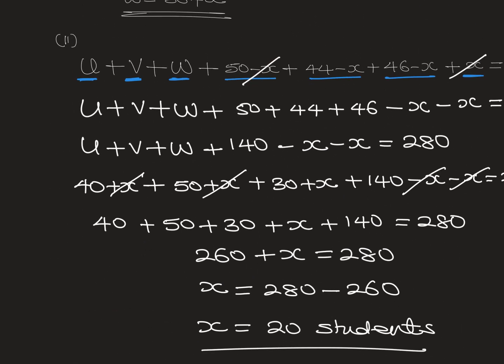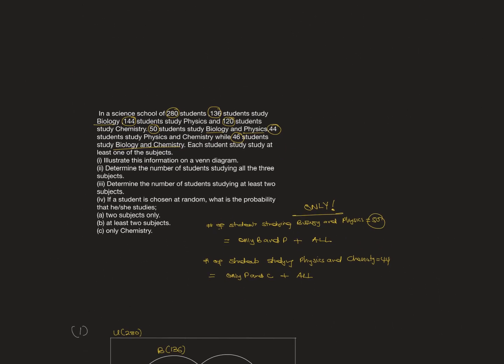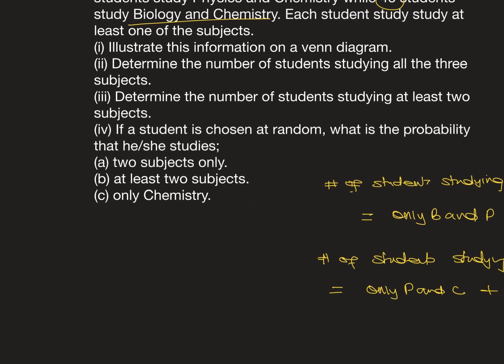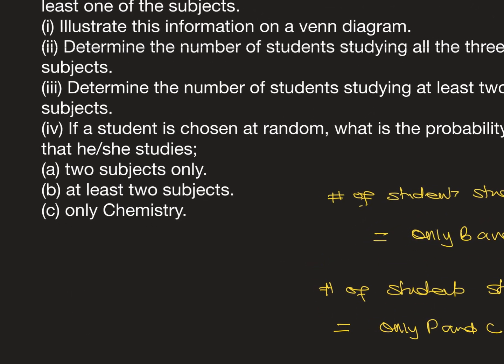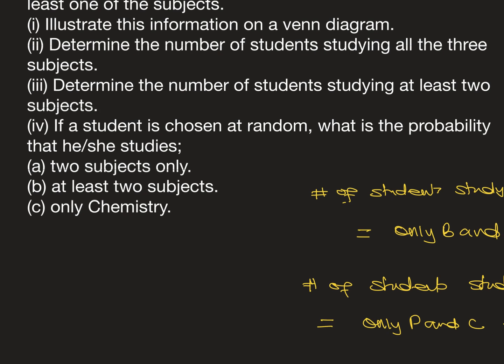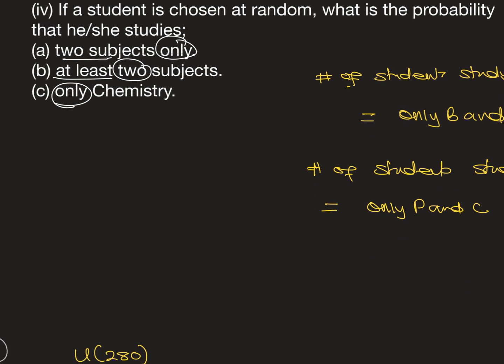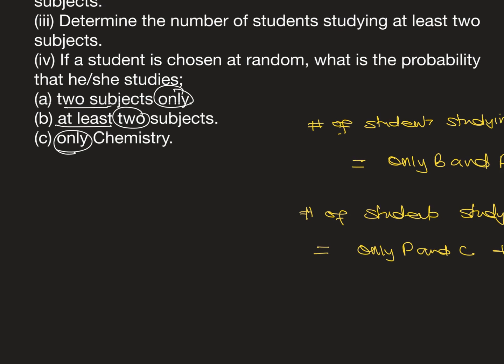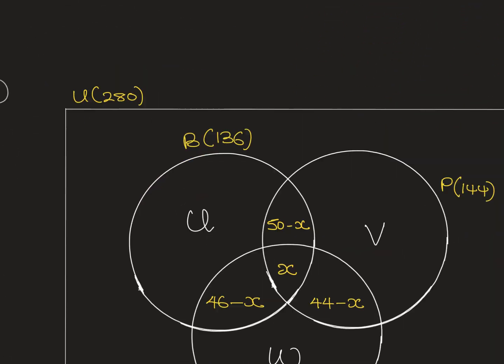So moving on to the 4th question, it says, if a student is chosen at random, what is the probability that he studies 2 subjects only, at least 2 subjects, and only chemistry? So we're going to find those answers now. Probability that the student studies 2 subjects only, the student studies at least 2 subjects, and the student studies only chemistry. All right?